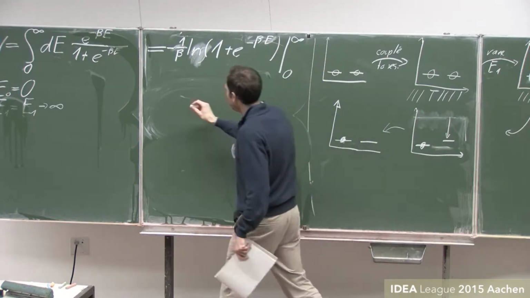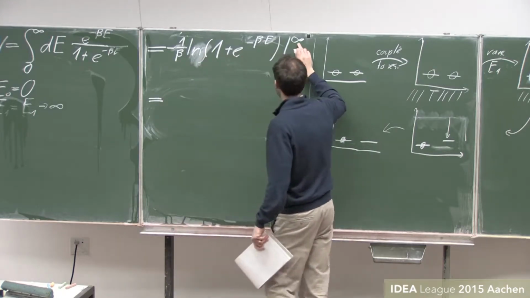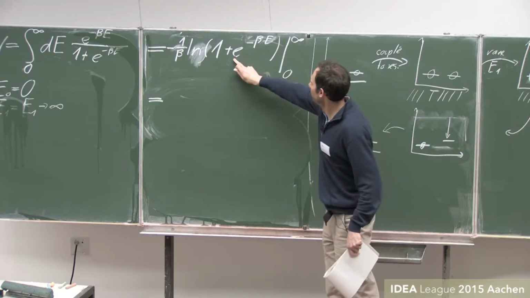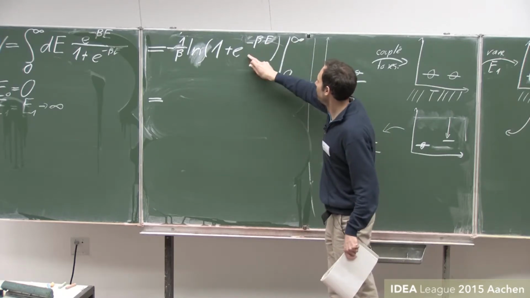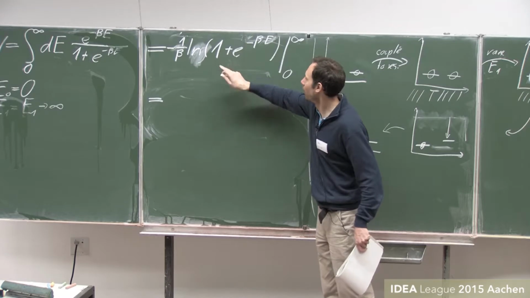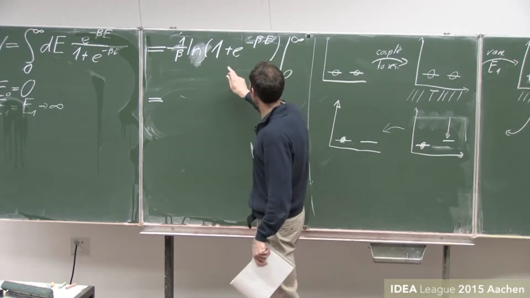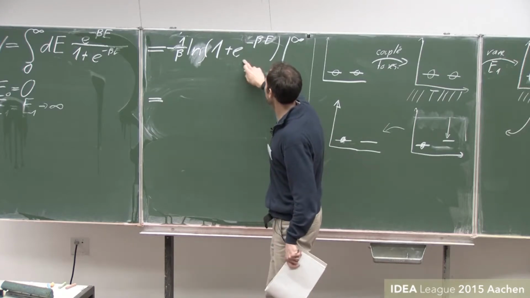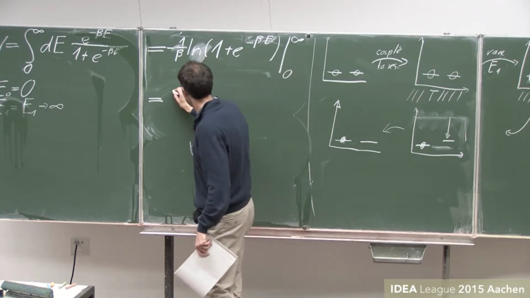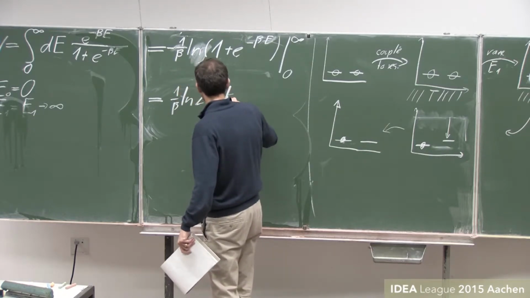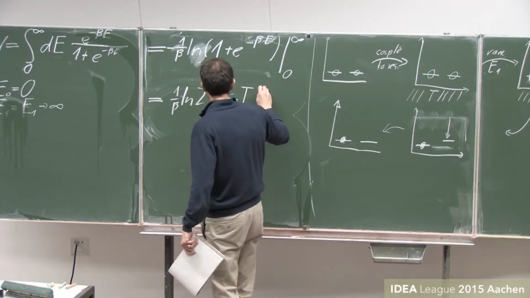If I evaluate that, clearly the term where E is infinity disappears, because there I have e to the minus infinity, which gives 0, and the logarithm of 1 is 0. So the only term that is left is the one where E is 0, in which case the bracket is 2. So I get 1 over beta times ln 2, which is kB T ln 2.